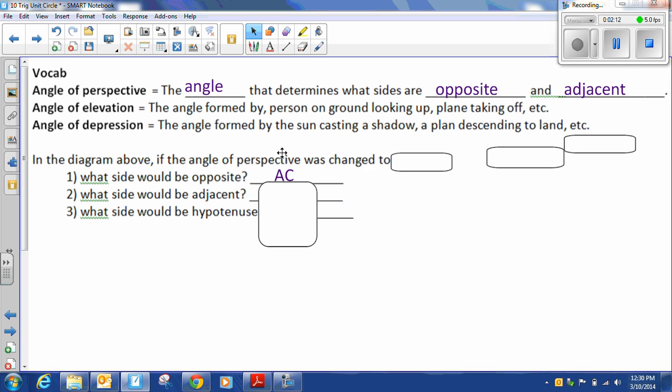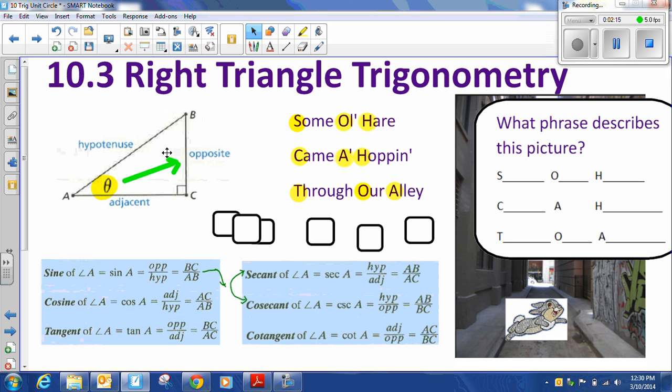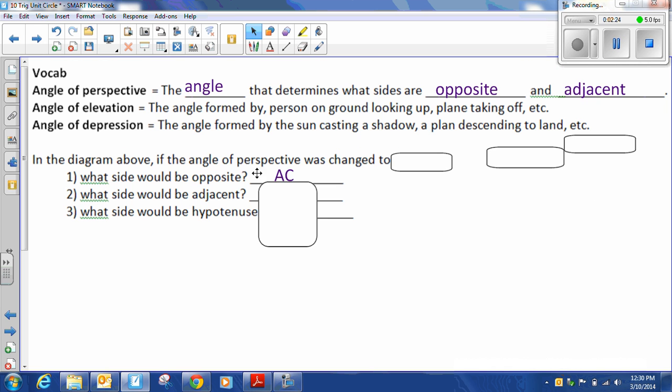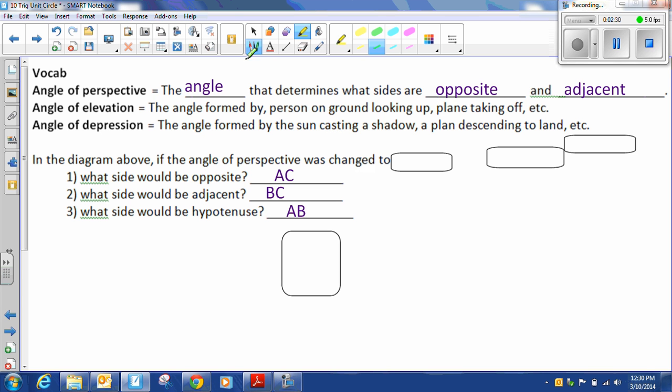moved the angle of perspective? Let's go back over here, and let's just take this angle of perspective and move it up here to the B. Well, then this would be the opposite. Opposite would be AC. Adjacent would be BC, and the hypotenuse would stay the same. A couple other vocab words: angle of elevation is important, and angle of depression.